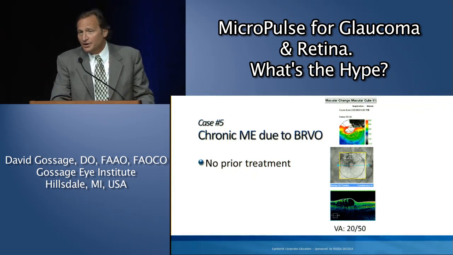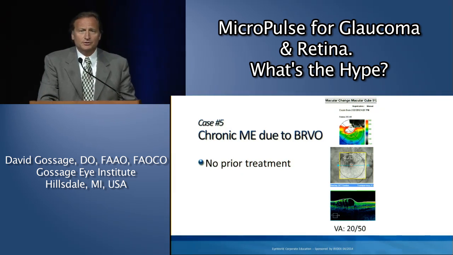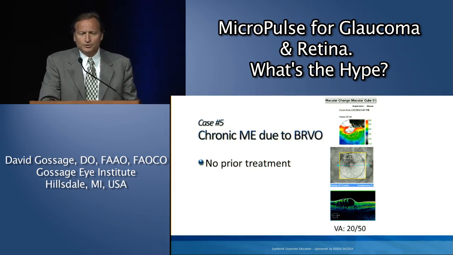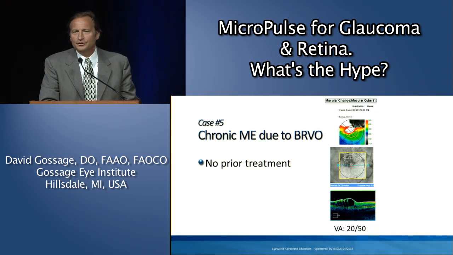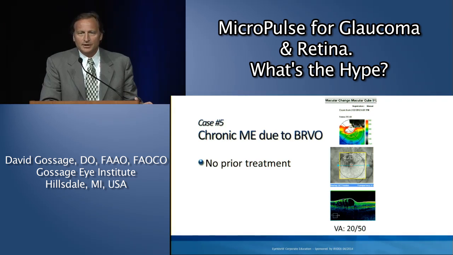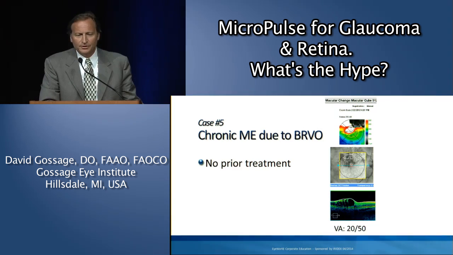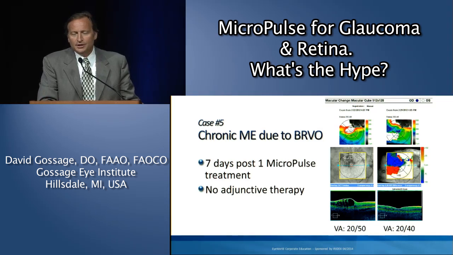Next case is another case of a branch vein occlusion. This patient had no prior treatment. Visual acuity is 20/50. They came into the office and we offered either MicroPulse and/or anti-VEGF. The patient actually opted for the laser. And we did the MicroPulse laser.